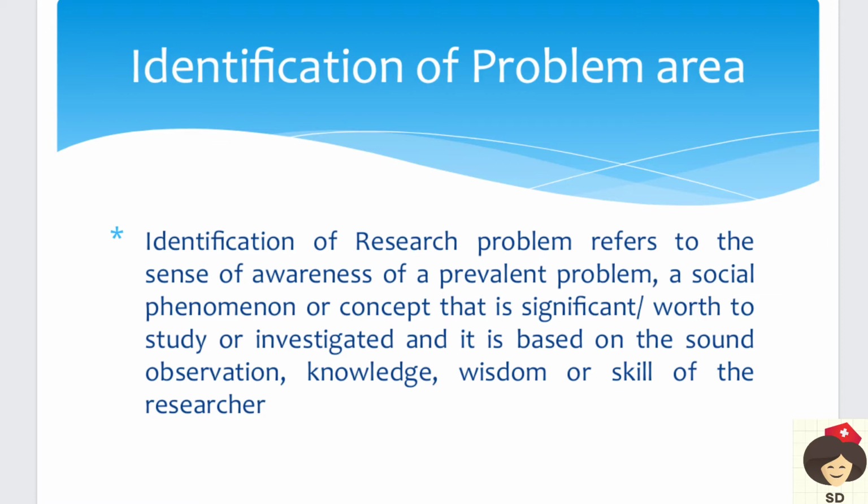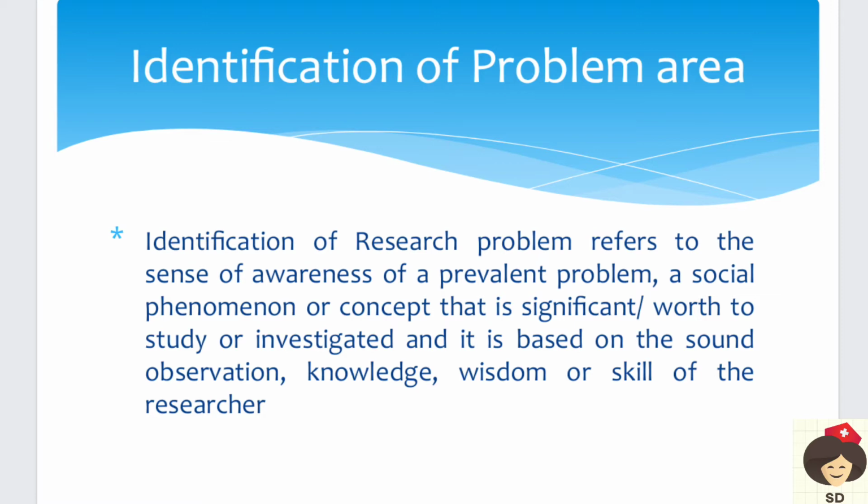And in order to make a good problem statement or a research question, we have to identify the problem area. So the first step in the research process is identification of the problem. Identification of a research problem means it is a sense of awareness of a prevalent problem or a social phenomenon or concept that is significant or worth to study or investigate, and it is based on the sound observation, knowledge, wisdom or skill of the researcher.